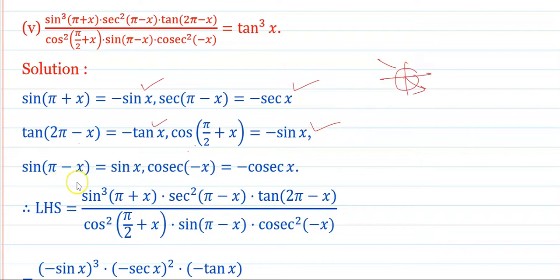Sin of pi minus x. Okay, it is in the second quadrant. Since the angle is pi, the function remains as it is. Sin is positive in the second quadrant.